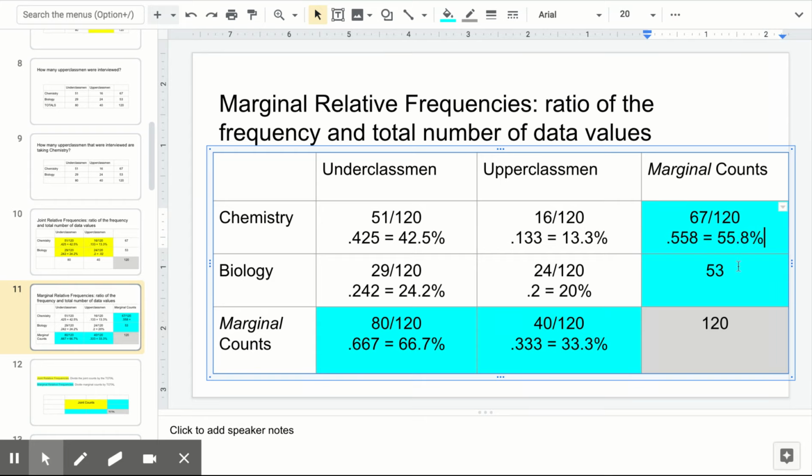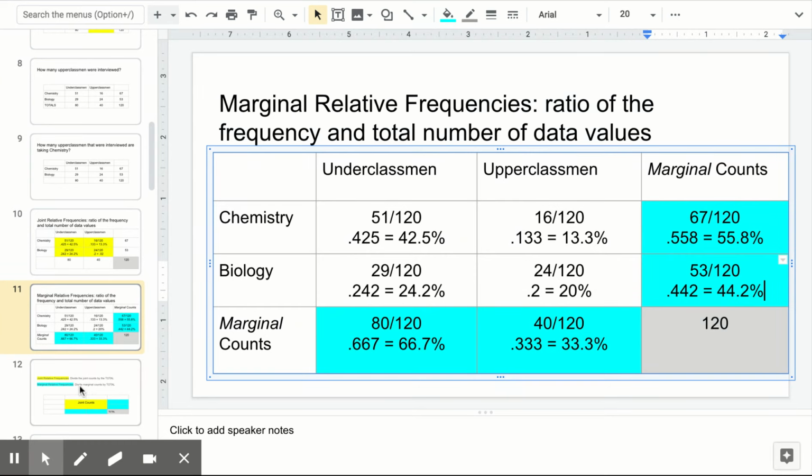55.8%. The only new thing is you divide by that number in the bottom right corner. You're going to have a decimal here, so 0.442, and then again, move it over twice: 44.2%. All right, so again, that's it content-wise.